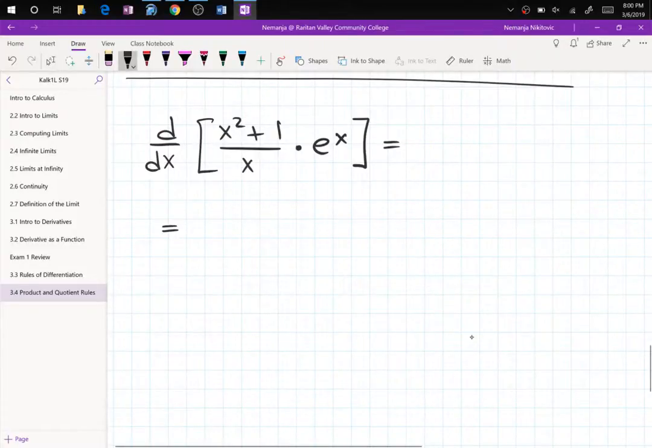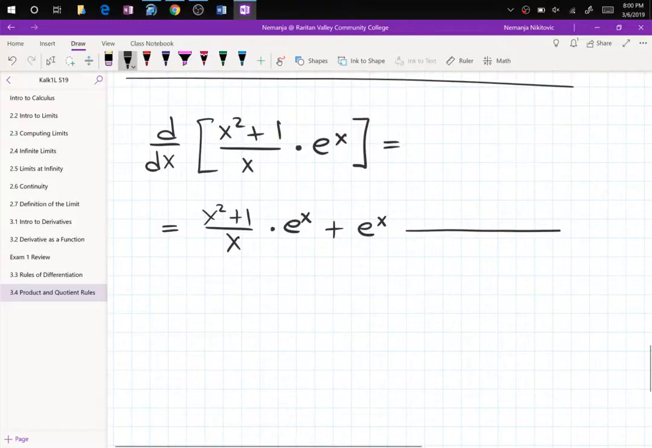So product rule. Copy the first, which is x squared plus 1 over x, times derivative of the second, well, it stays the same, plus copy the second, which is e to the x, times derivative of the first. This is where the quotient rule kicks in. So we have x squared, then I have x times the derivative of the top, which is 2x, minus the top copied, which is x squared plus 1, times the derivative of the denominator, which is 1.